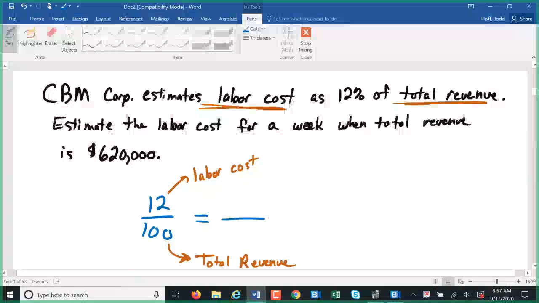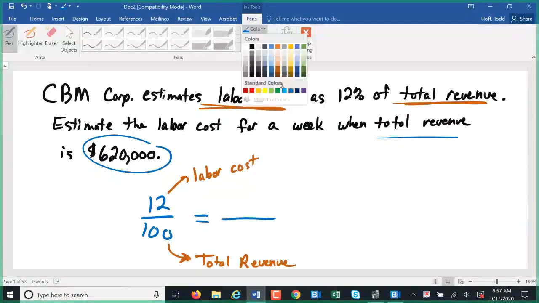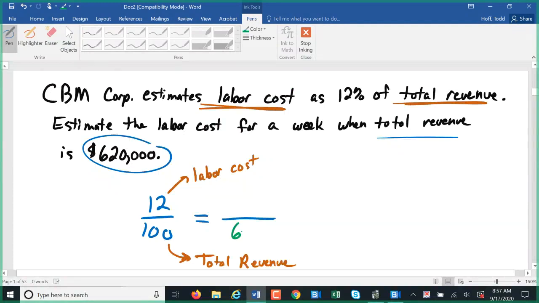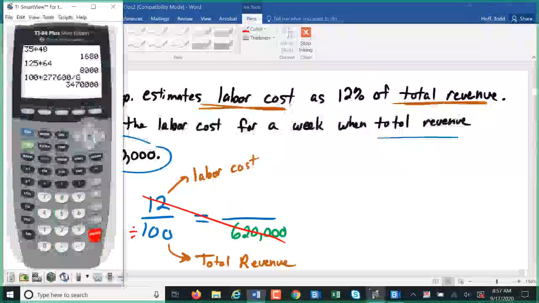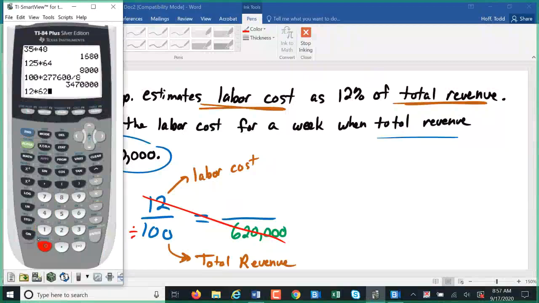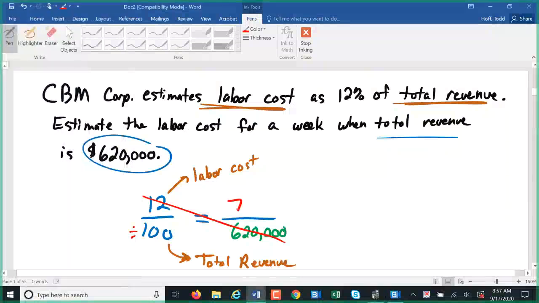And now on the other side, we have to match up. The number we have is the $620,000. That is total revenue. So that has to go on bottom with the total revenue. And now we'll cross multiply and divide. The two numbers that are diagonal this time are the 12 and the 620,000. So we'll multiply those and then divide by the 100. Give us 74,400 as our estimated labor cost for that week.